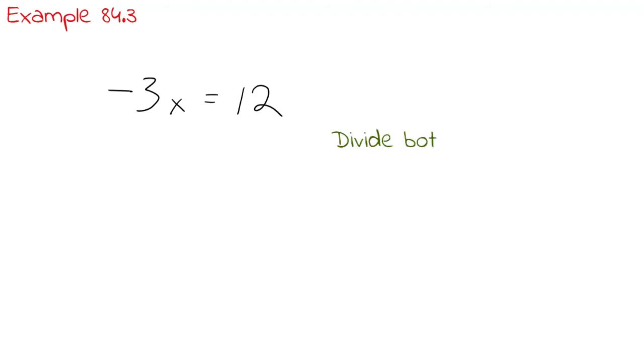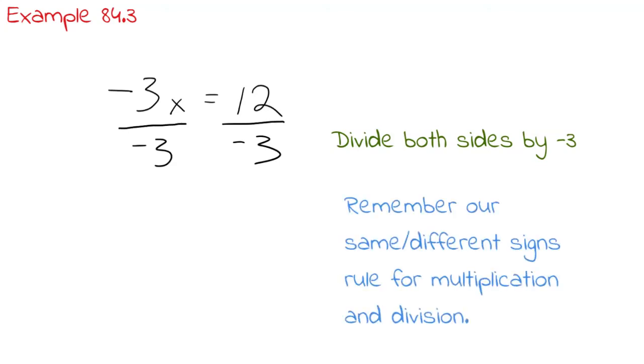In example 84.3, we have a similar problem. We have negative 3x equals 12, so we'll divide both sides by that negative 3. And remembering our same different signs rule for multiplication and division, see that we have a negative 4 as our solution for x.